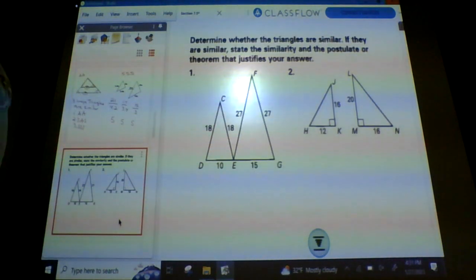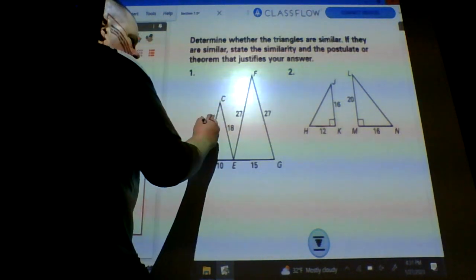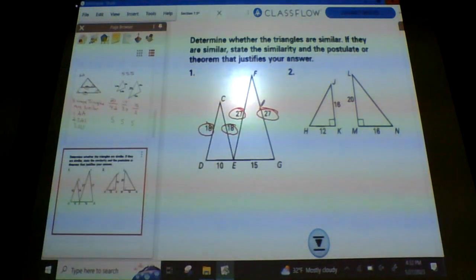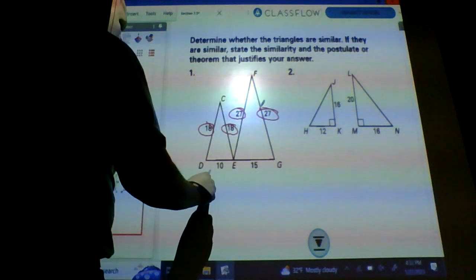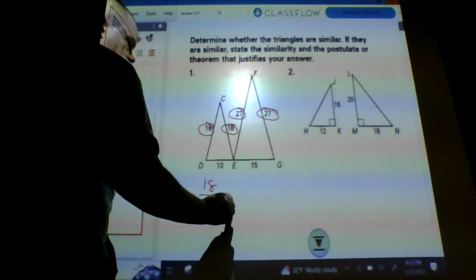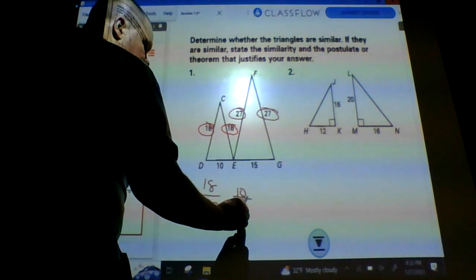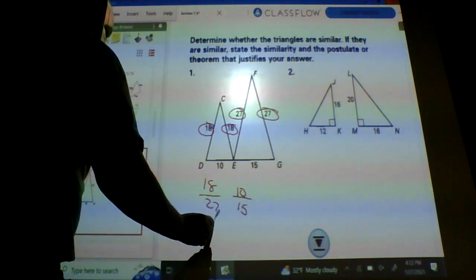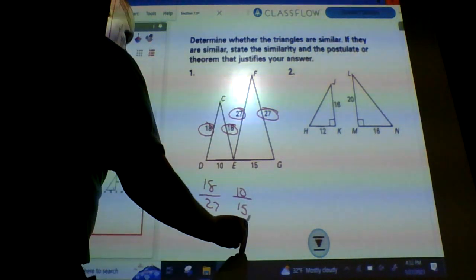Okay, a couple more examples. When you have an isosceles triangle, one of the beautiful things is those two sides already that I circled are in the same proportion. It's 18 over 27 and 18 over 27. You know those two are the same. The other side that you have to check is the base side, the one that's not congruent. So you're going to take 18 over 27 and 10 over 15. You get 0.6 repeating.